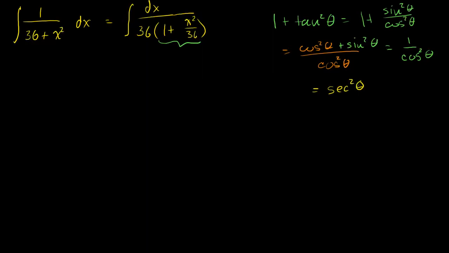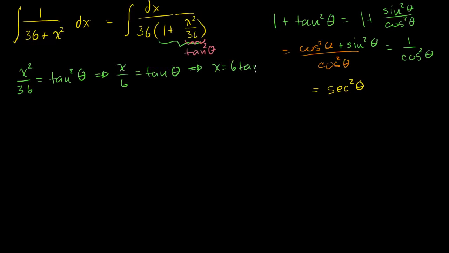So if we make the substitution, if we let this thing right here equal tangent squared of theta, then this expression will be 1 plus tangent squared of theta, which is equal to secant squared. And maybe that'll help simplify this equation a bit. So we're going to say that x squared over 36 is equal to tangent squared of theta. Let's take the square root of both sides, and you get x over 6 is equal to the tangent of theta, or that x is equal to 6 tangent of theta.